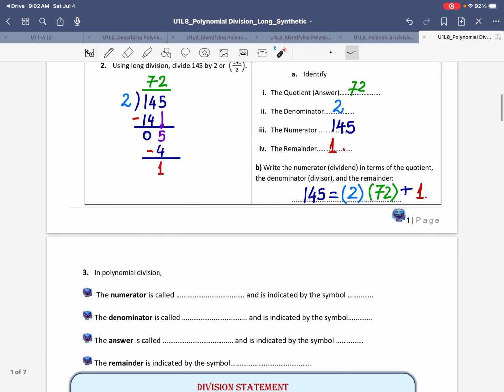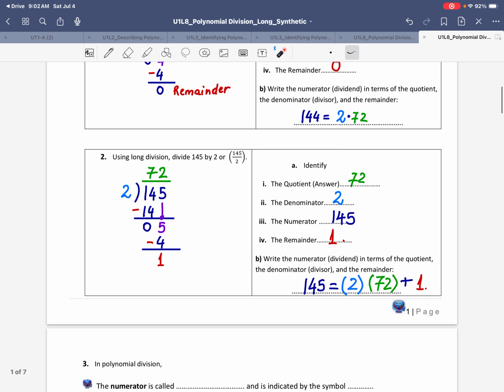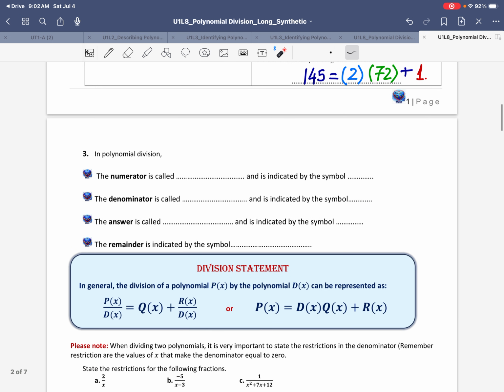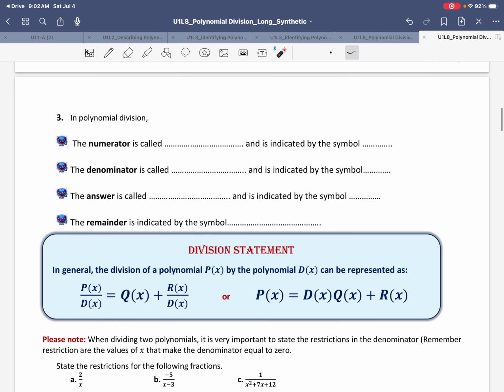Now, the reason why we went over this long division using numerical examples is because polynomial division in principle works in a similar way. But first, let's clarify some terminology that is about to change here. In polynomial division, the numerator is called the dividend.